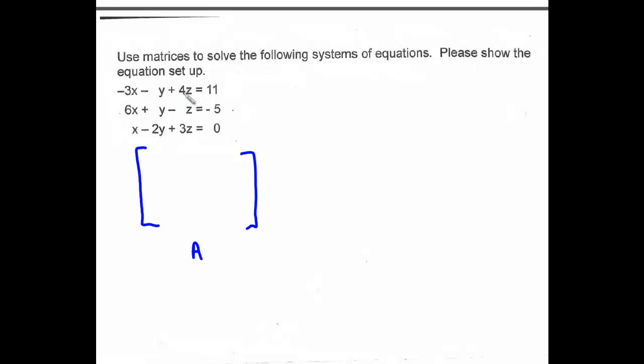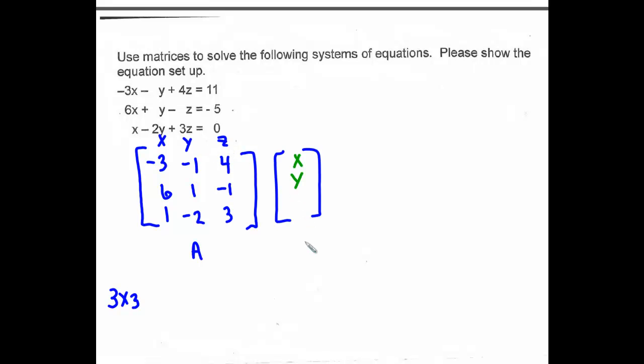This is 3 rows by 3 columns. The dimensions of matrix A will be 3 by 3. Make sure that all your signs are correct and all your numbers correspond. These should all be X's in this column. These should all be Y's. These should all be Z's. The next matrix is the variable matrix, and the last matrix is for the right-hand side of the equations. And this is matrix B.